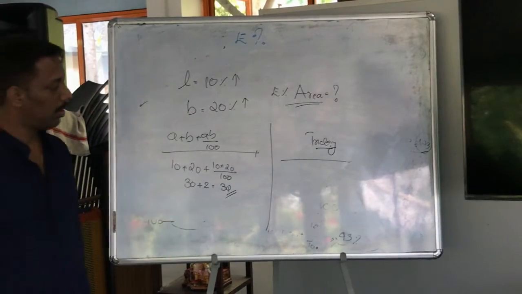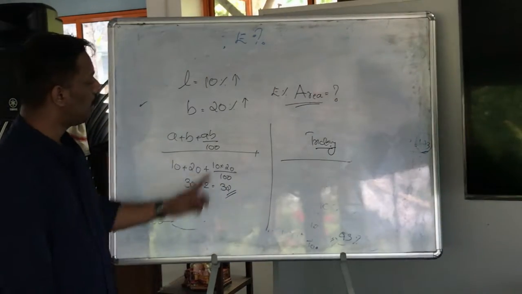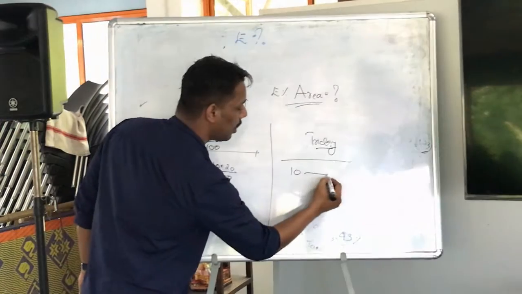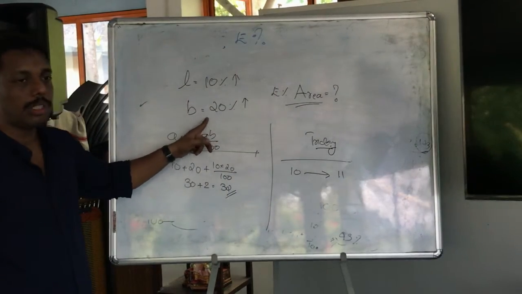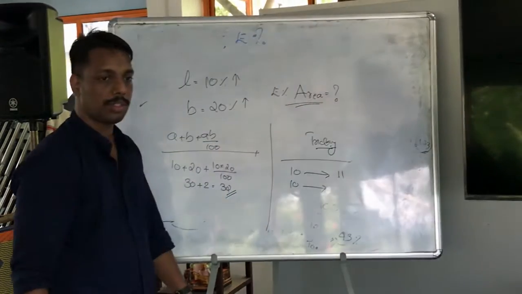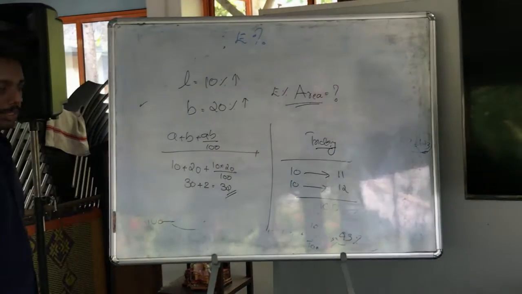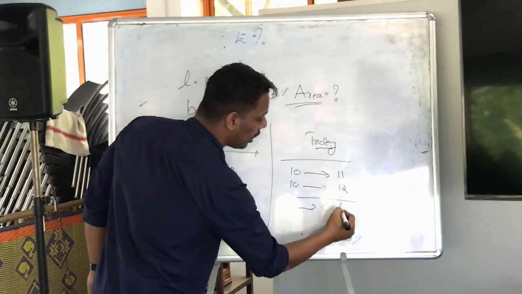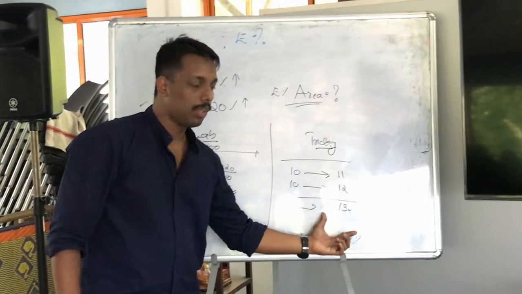That is 32. Second method, the tricky method. How will you solve it? 10% increases, which means 10 becomes 11. In the second case, 20% increases, 10 becomes 12. So you just multiply. 100 is left as 100. 11 into 12, you will get 132.